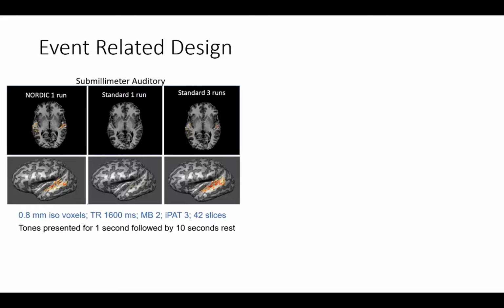So here's an example of Nordic application to event-related design. This data is from Federico De Martino. Very comparable acquisition protocol. The TR is a little bit longer, just because there was a gap to allow stimulus presentation during a quiet time. So it was auditory stimulation. And again, comparing the T maps, you can look at the activation in the auditory cortex, in one run of Nordic, one run of standard, and 3 concatenated runs of standard. And here we needed more or less 3 runs to approach the extent of activation achievable with a single Nordic run.